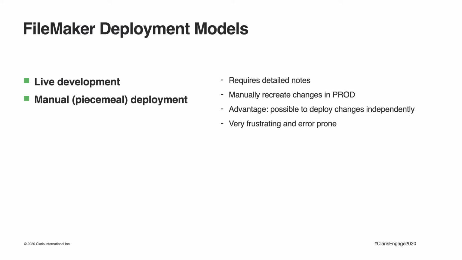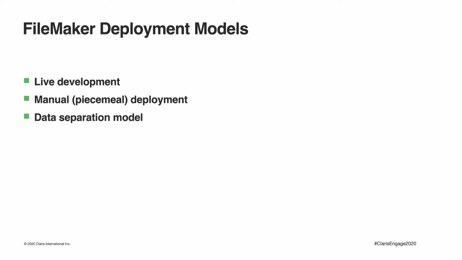However, this model is a very frustrating experience for the developer since deploying changes requires a lot of manual work. And it is also error-prone since it relies on the developer remembering to take detailed notes every step of the way. Code changes also have to be recreated in the production environment in a very particular sequence. For instance, changes to tables and fields have to be made before any scripts are updated. And finally, with this model, deployments are not easily repeatable. For example, if you need to release code to multiple production environments, you will have to do this manually for each one.